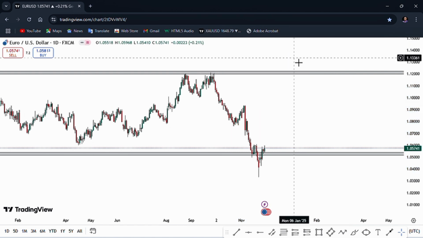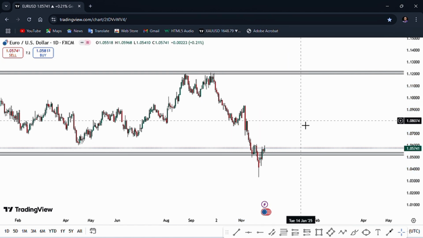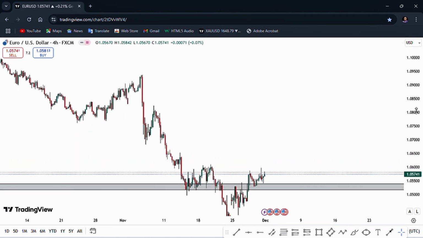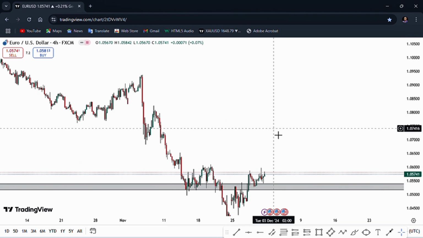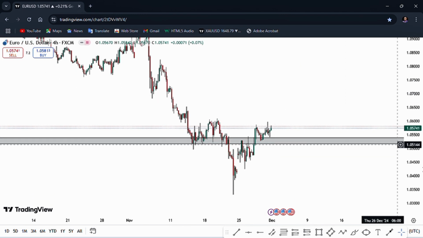Now that we have seen what price wants to do in the coming week, how are we going to enter this trade? How are we going to place our entry, our stop loss, and our take profit in order for us to profit from this trade? Now I will go to the 4-hour time frame to see what is actually happening.